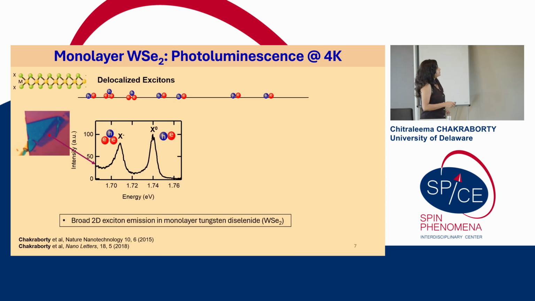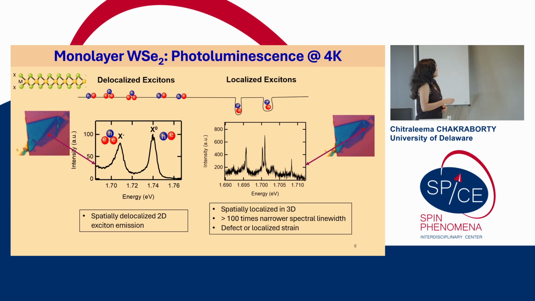Now at low temperature, when we take the same spectra, you can resolve the neutral exciton and the charged exciton. Again, the speaker before me already explained what charged excitons are: you have a single electron-hole pair, and then an electron or a hole attached to the exciton. In addition to these delocalized excitons present in the system, we also observe very narrow spatially and spectrally localized quantum emitters in these materials.